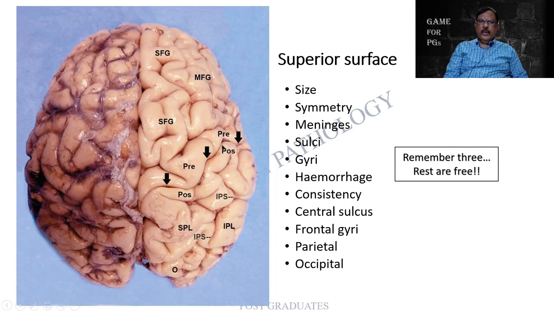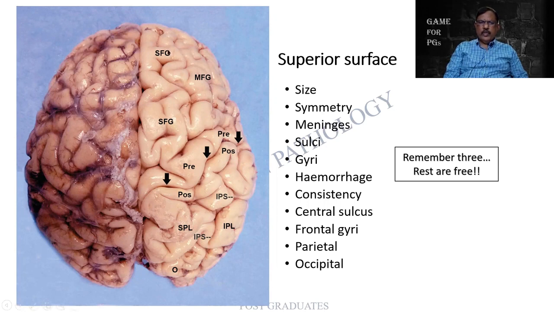In this picture, which we had seen earlier also, you find that one hemisphere has got the meninges intact, whereas in the other they have been removed. And what we should appreciate will be these points: whether they are symmetrical, the size, whether it is shrunken or edematous. Meninges, are they transparent or translucent? Is there any widening of the sulci? Areas of hemorrhage, consistency as you feel, and the central sulcus, is there any widening?